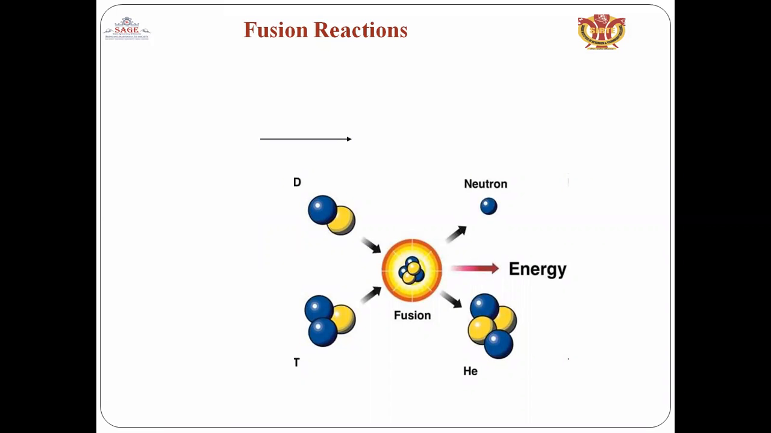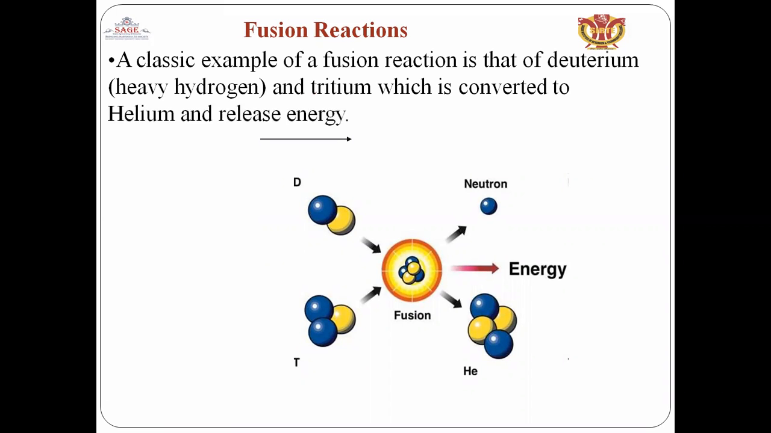Fusion reaction is also taking place. A classic example of the fusion reaction is deuterium, heavy hydrogen, and tritium, which is converted into helium and released energy. So this is the fusion process. After that, the number of neutrons and the number of helium atoms are made from the heavy hydrogen. So proton plus proton gives helium plus neutron, equal to 42 megavolt. This is the producing of the fusion process.